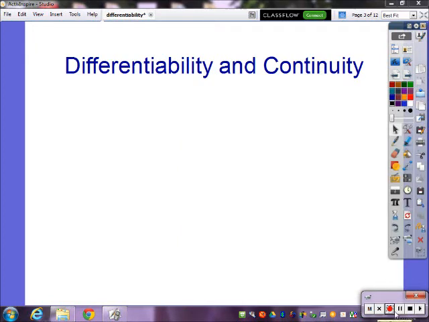Hello, this is Mrs. Taylor, and I'm going to introduce you to the idea of differentiability. And differentiability and continuity go hand in hand. So first we'll look at just differentiability, and then we'll move on to how it is related to continuity.